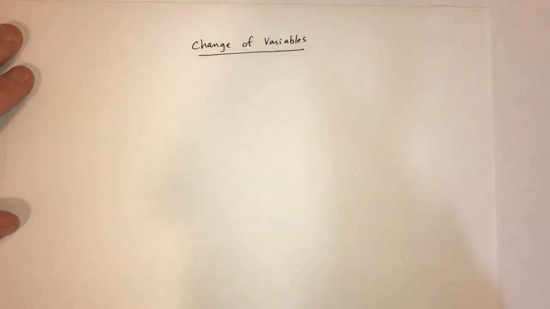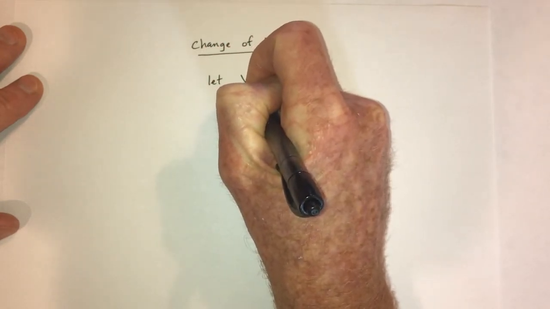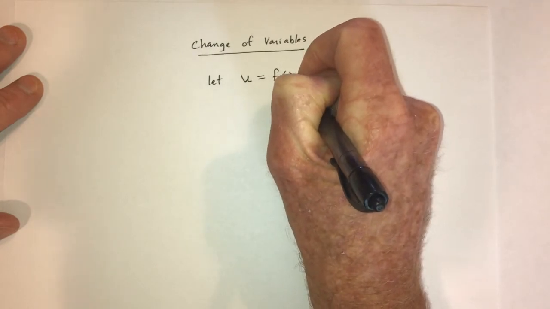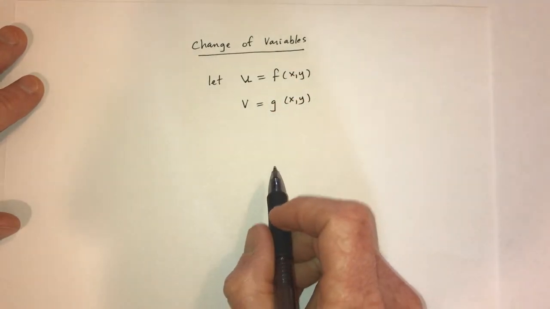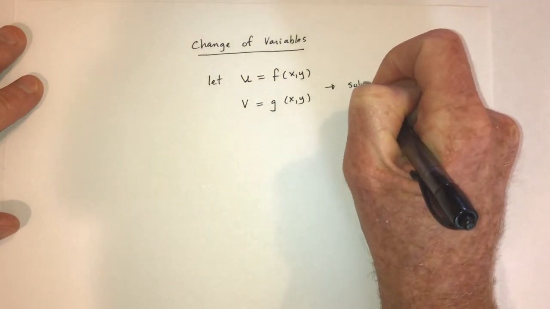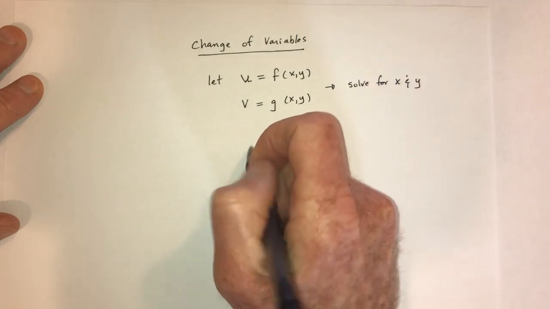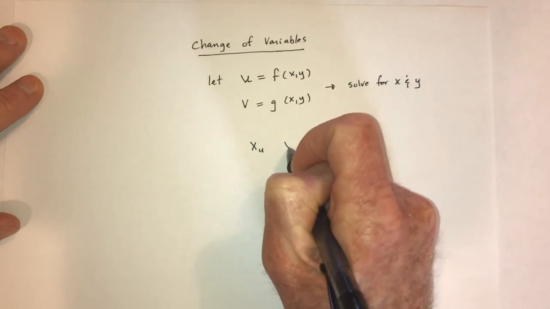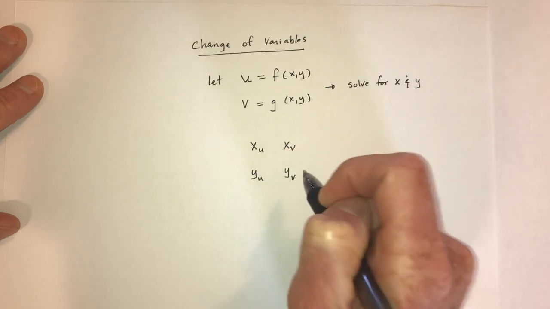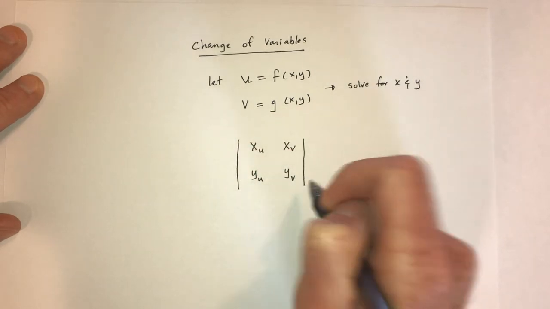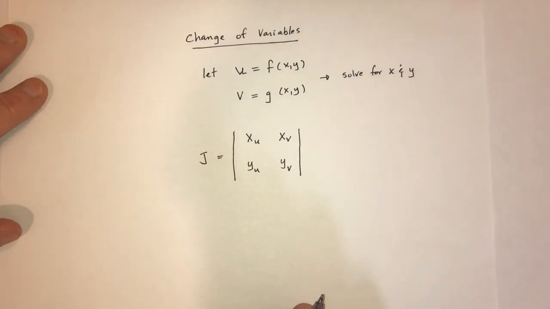So before we go on to the next example, let's just summarize how this works. So for the change of variables, you would make a substitution like, let's say that u equals a function of x and y. And then v is some other function of x and y. Then what you need to do is solve for x and y. And then you find the derivative of x with respect to u, the derivative of x with respect to v, the derivative of y with respect to u, and the derivative of y with respect to v. You create a little 2x2 determinant, which is called the Jacobian. So you find that determinant.